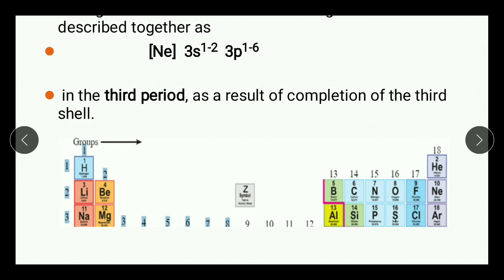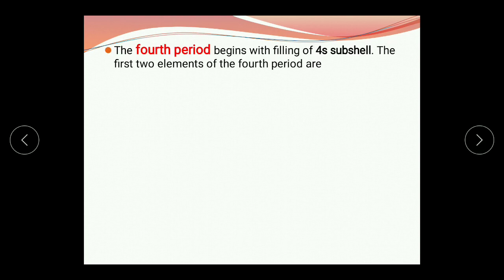Now we will learn about the fourth period. The fourth period begins with the naturally filling of the 4s subshell. The first of the elements of the fourth period is K, that is potassium, atomic number 19. Hence, its electronic configuration will be square bracket argon.